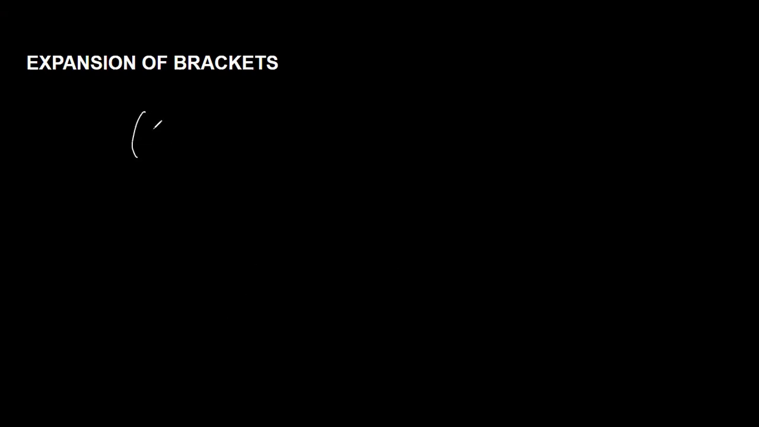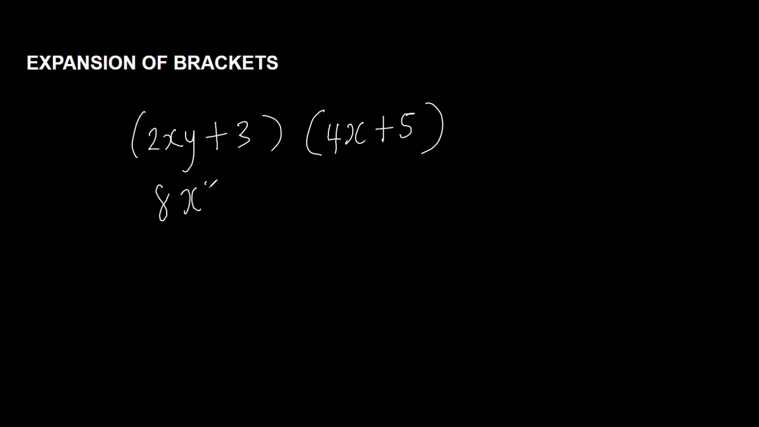So now let's take another example. Let's say we have 2xy plus 3, open bracket 4x plus 5. We are going to use what we have in the first bracket to multiply everything we have in the second bracket. So we have 2xy times 4x, and that is going to give us 8x squared y. Then we have 2xy again times plus 5, and we are going to be having plus 10xy. We have plus 3 times 4x, and we are going to be having plus 12x.